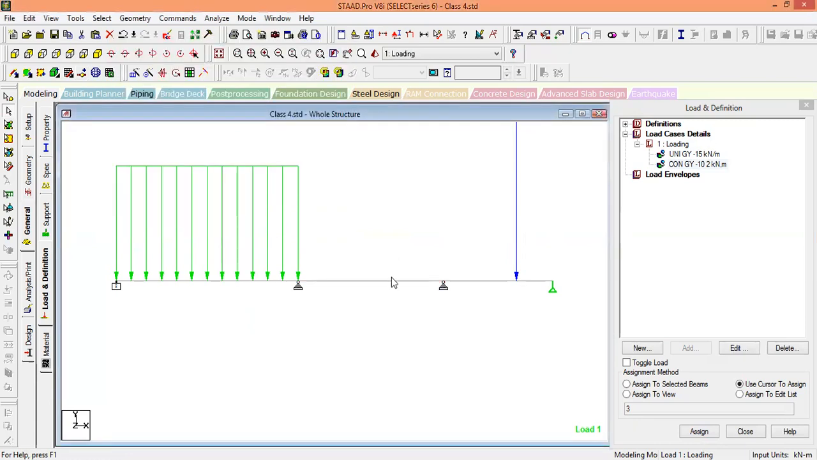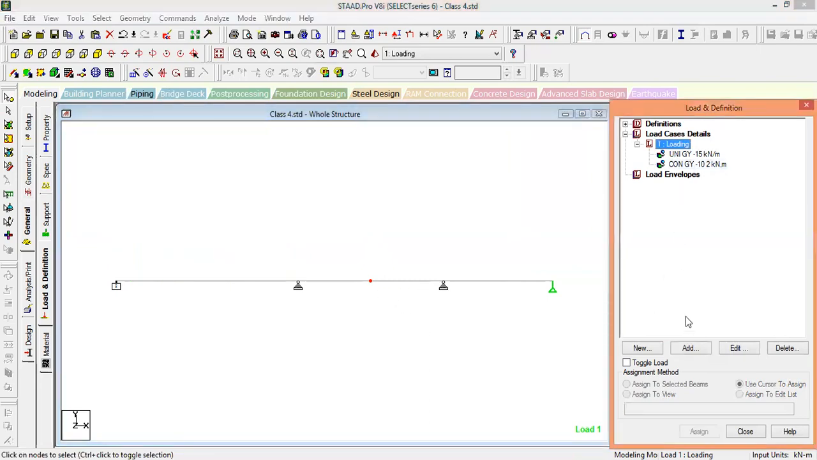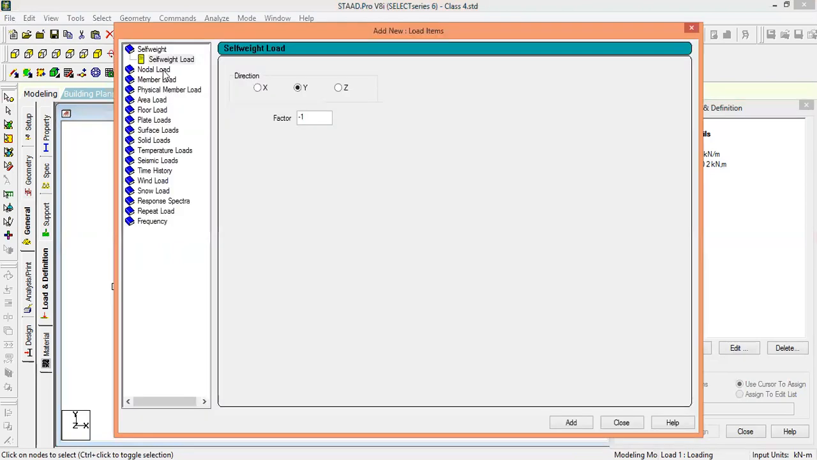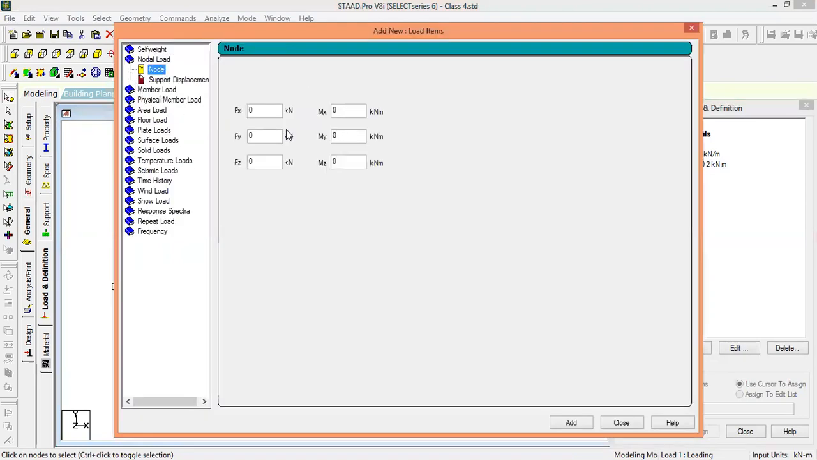Okay, so this will create one more additional load where you have to provide both the vertical downward force and the horizontal force. So go to loading, add. Now you go to node load.